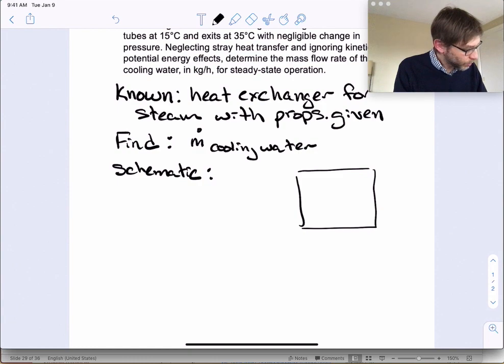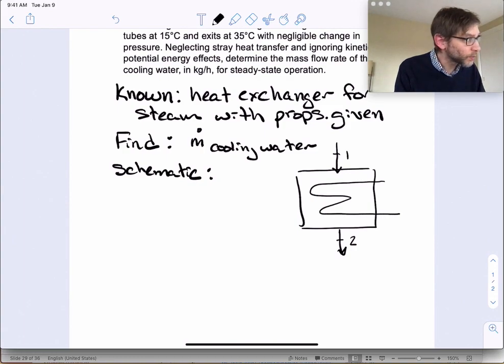So essentially, we'll call this the shell side, and then you're going to have stuff coming out. We'll call this state 1 and state 2. Okay, this is the shell side, and then there's a tube side. There's a tube that's coming in here, going in like this. We'll call this state 3, and going out, we'll call this state 4.